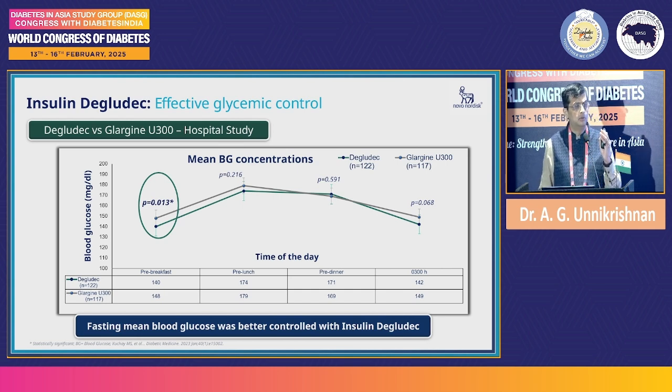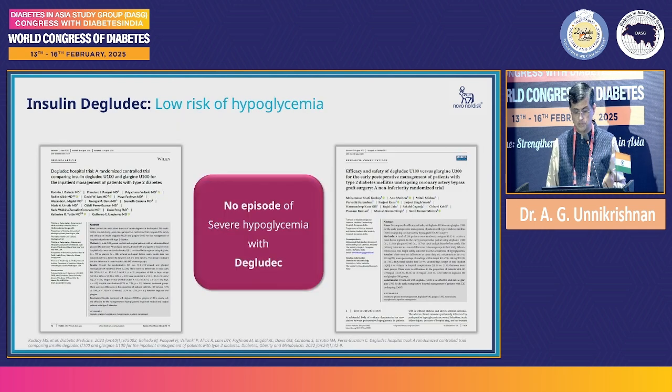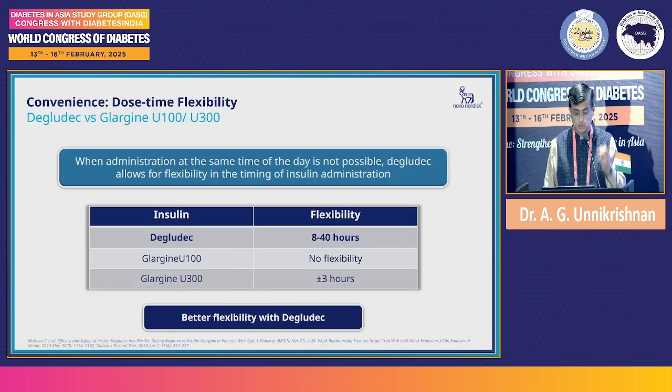Now you can see that the difference is not much, but the important question is, did degludec achieve this degree of fasting glucose control with hypoglycemia or without hypoglycemia. The important thing is that this statistically significant improvement in fasting was not associated with any severe hypoglycemia in these papers. So that is the reassuring data.